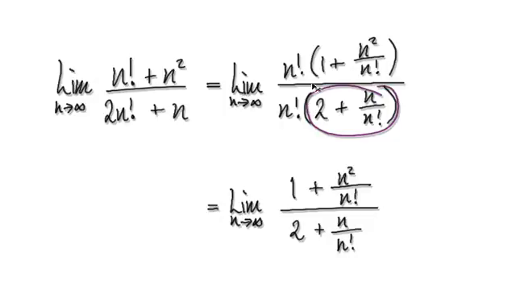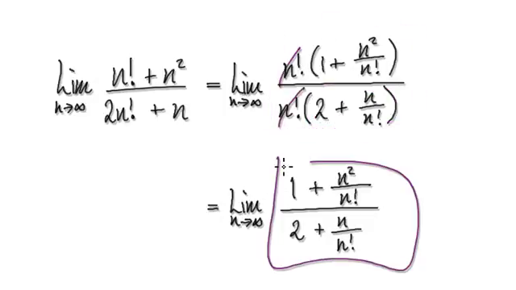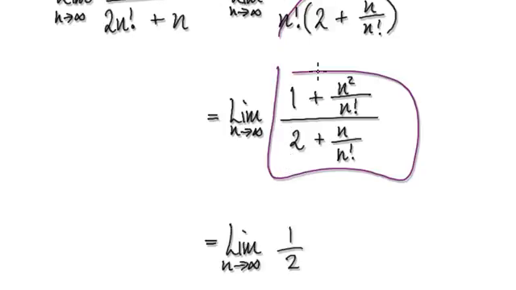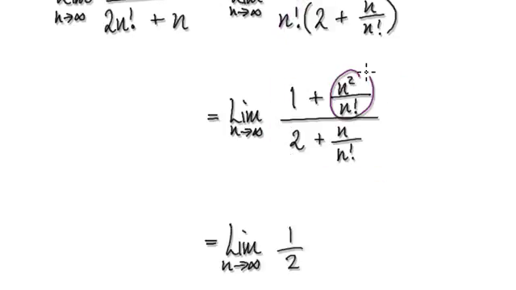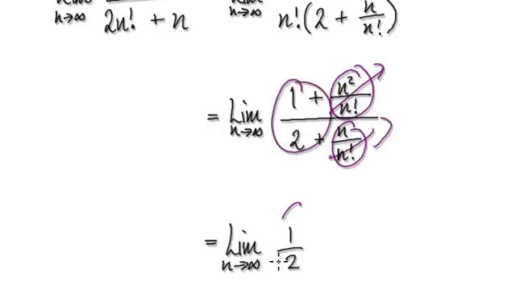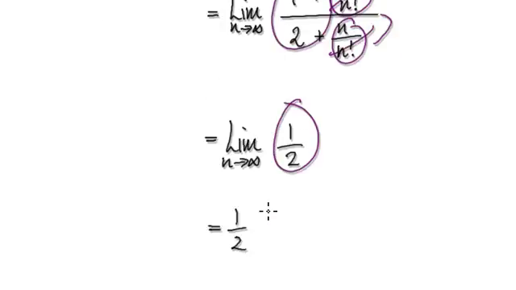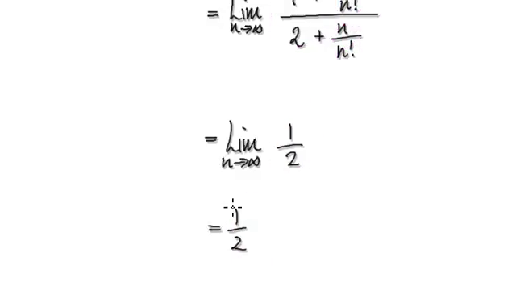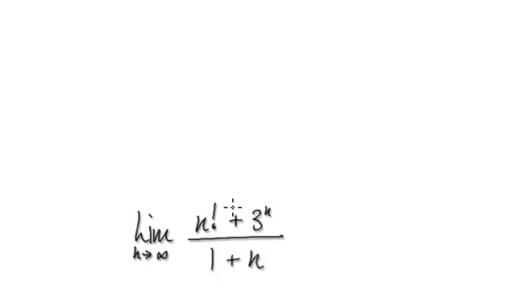So from here, cancel these two out. That will then give you this, and then you can see that this is going to head towards 0. This is going to head towards 0. So it really boils down to the limit of a half. A limit of a constant is really a half. So the answer is a half. So next question.